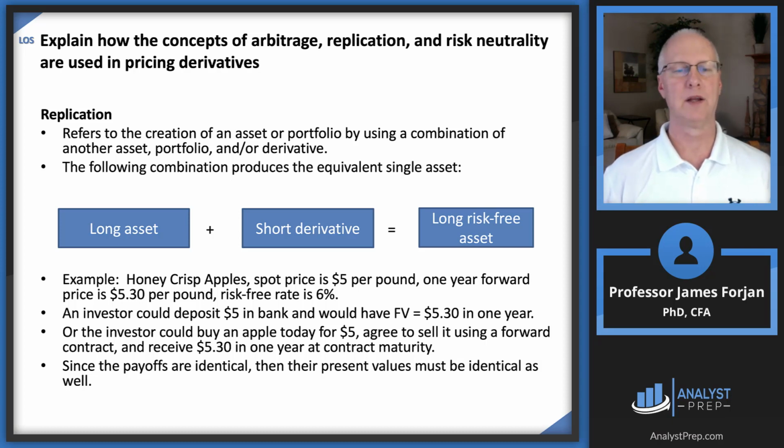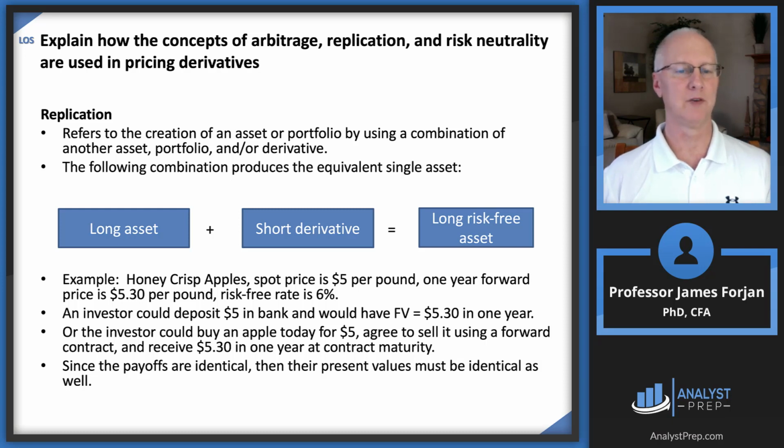Simplest example that I could think of. My family and I, we love these Honeycrisp apples. Have you had Honeycrisp apples? I mean, they're so expensive, but they're so great. So let's suppose that Honeycrisp apples have a spot price of $5 per pound, way expensive. And the 1 year forward price on a Honeycrisp apple is $5.30 per pound, and the risk-free rate is 6%.